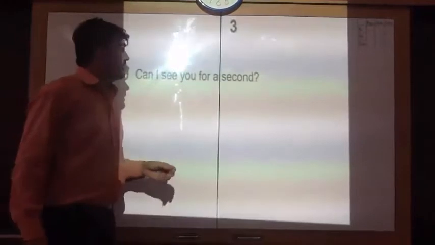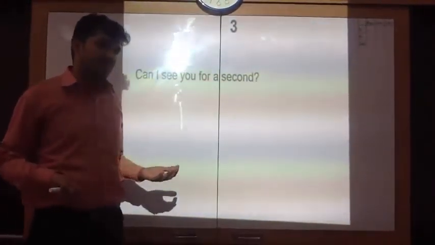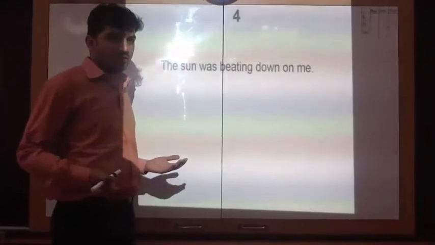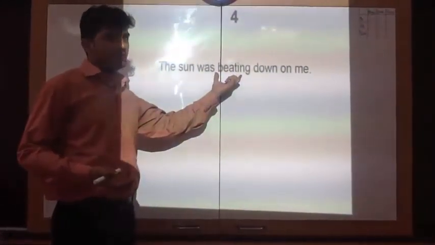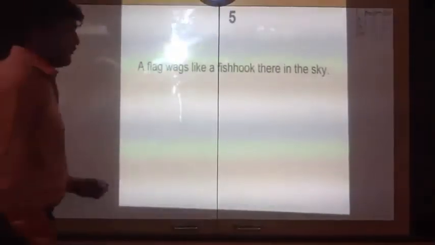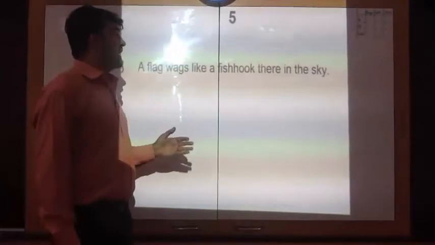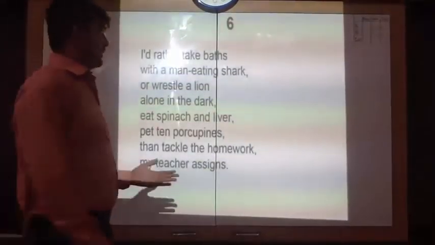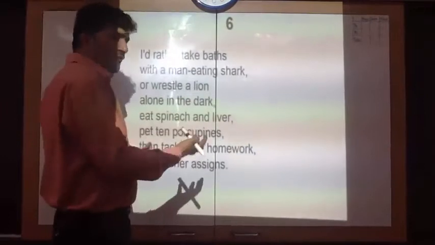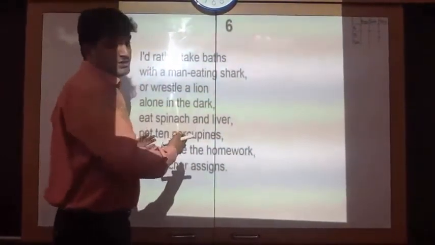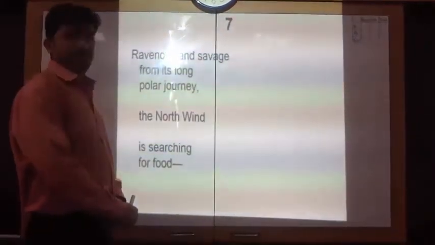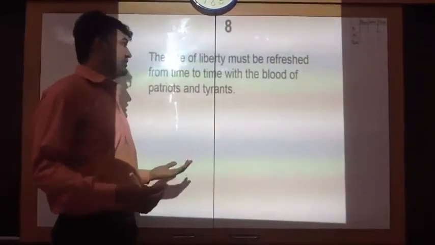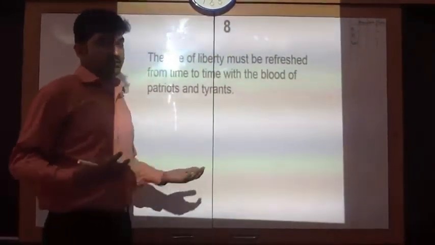Okay, lock your answer. Remember, this is the one we have done just a few minutes back. Okay, very easy. Don't take it literally. You have to go for the figurative device. Fifth one. The flag wags like a fish hook there in the sky. Think on it. This long line, you can read it, enjoy it, and think of any figurative device which you come across, the one which is majorly seen in this. Tree of liberty must be refreshed from time to time with the blood of patriots and tyrants. Seems like a political speech.